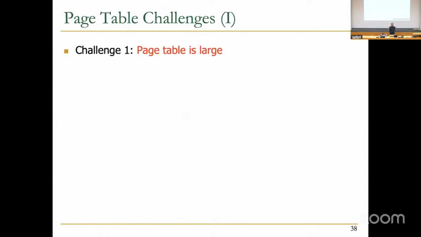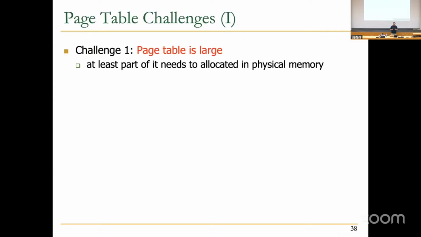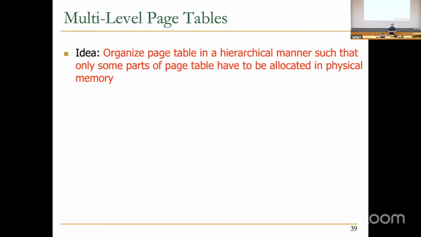So challenge number one is that the page table is very large, or at least part of it needs to be allocated in the physical memory. The solution that people have come up with to solve this problem is a multi-level hierarchical page table. So let's see how multi-level page tables work. We need to organize the page table in a hierarchical manner such that only some parts of the page table need to be allocated in the physical memory, so that we don't need to store the entire 2 to the power of 54 page table in the physical memory.